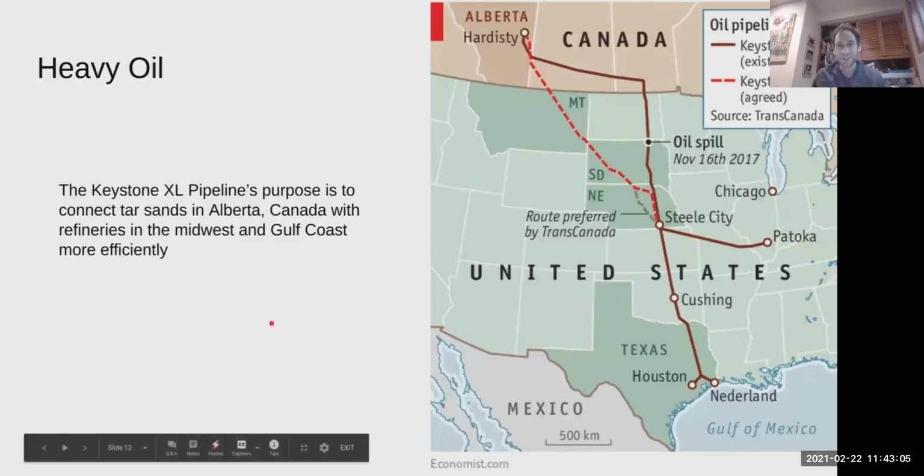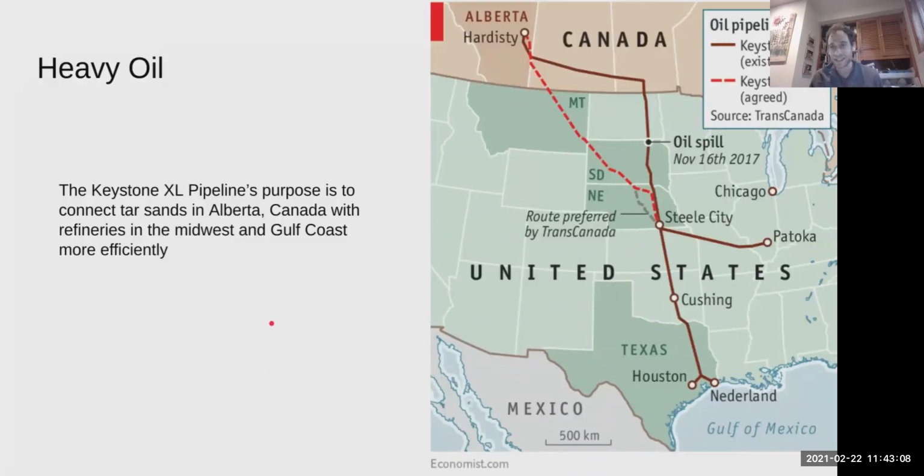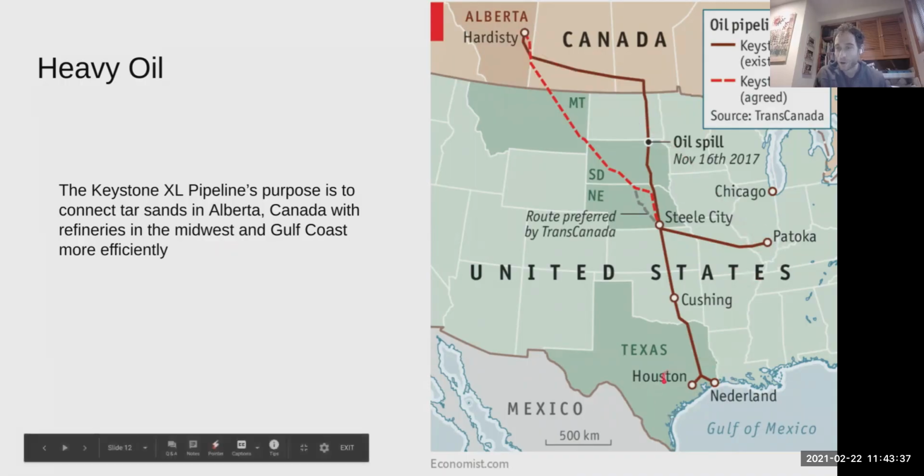If you've heard of the Keystone XL pipeline, this has been a very controversial pipeline that was prevented during the Obama administration, and then it was green-lit during the Trump administration. And I think the Biden administration is again halting production of it. It's a very controversial thing, but this is about heavy oil. This is about getting heavy oil from Canada more efficiently to refineries in the Midwest and down in the Gulf Coast down here. These are where our main refineries are.